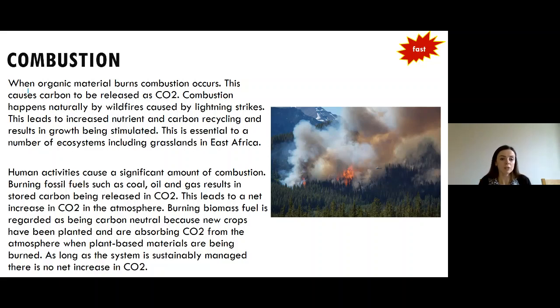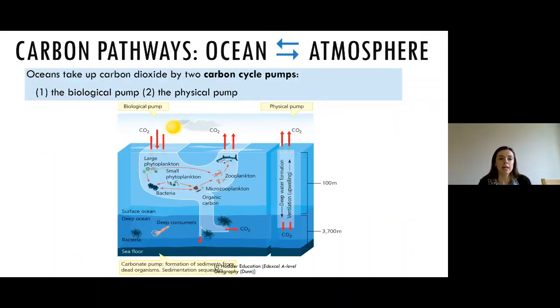Okay, so now we're going to look at the carbon pathways between the oceans and the atmosphere. The oceans take up carbon dioxide by carbon cycle pump mechanisms. The carbon cycle pump processes operate in oceans to circulate and store carbon. So there are two carbon cycle pumps. The first one is biological, and the second one on the screen there is physical.